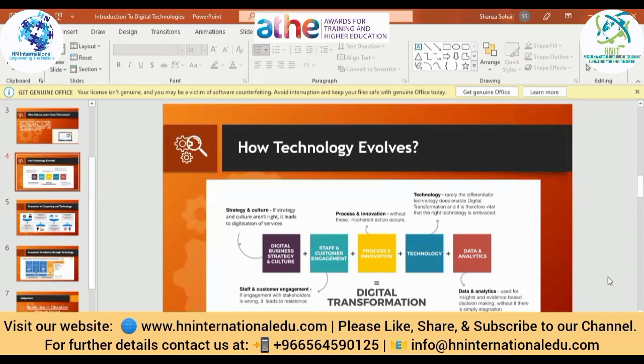Okay. Let me explain. There is one lift in your building, and a lot of people are using that lift. Now you need another lift in your building to make it easier for others to use. Now what will you do? You will go to your neighbor or your landlord and ask him to build another lift in your building. That is the second process, staff and customer engagement.